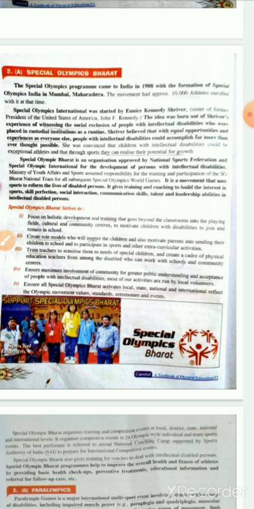Special Olympic International. The Special Olympic International was started by Eunice Kennedy Shriver, the sister of former President of the United States of America, John F. Kennedy. She organized Special Olympic International after witnessing the social exclusion of people with intellectual disability.